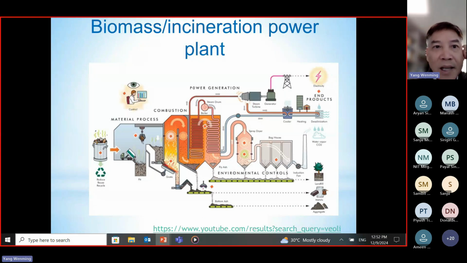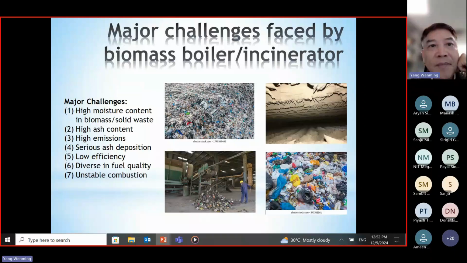Okay, now we understand how the biomass power plant works, the basic design and also the working process. Next, I want to introduce the major challenges faced by the biomass boiler and incineration system. Just like I mentioned, when burning this kind of rubbish, its overall efficiency can drop to about 20%. So now we're going to discuss what the major challenges faced by the incineration system are.